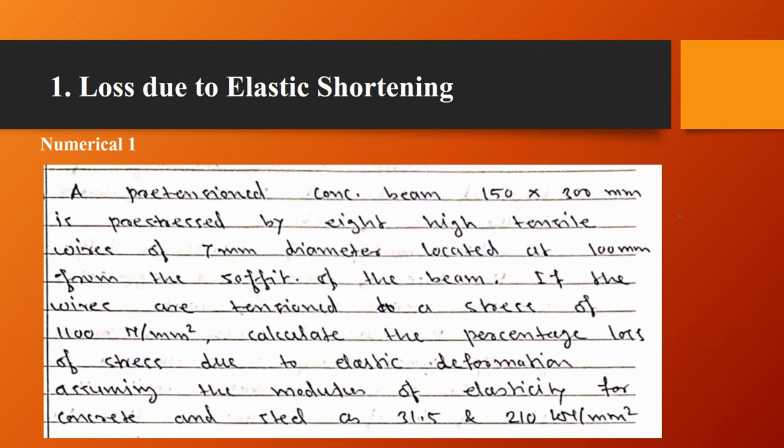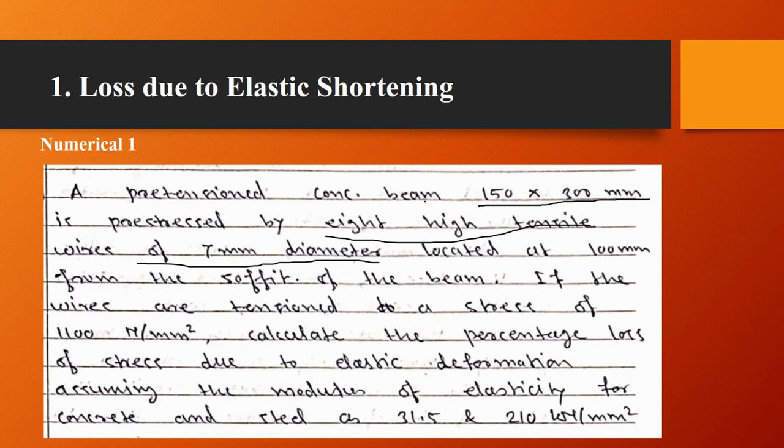Okay, so let us start with the solution. The initial properties we have to calculate: in this problem they have given the cross section size of the beam, 150 by 300, and also they have given 8 high tensile wires of 7 mm diameter. So we'll be able to calculate the cross section area of the concrete, and at the same time the cross sectional area of the steel, so that we'll be able to determine the pre-stress.